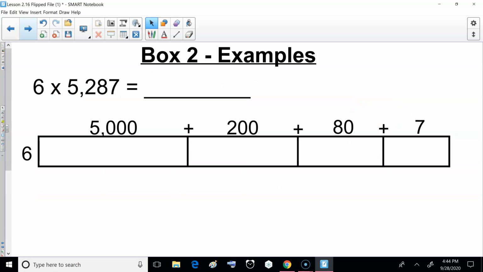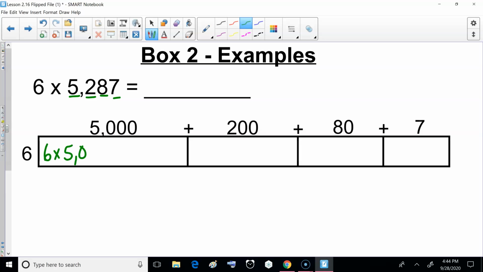So now let's look at an example. Now we've broken it apart, so we don't just have thousands, we have a full number. So 6 times 5,287. We're going to break apart all these place values. We have the 5,000 because the 5 is in the thousands place, the 2 is 200, the 8 is in the tens so it's 80, and the 7 is in the ones. We're going to do like we did before. We had 4 boxes because we have 4 place values. So we're going to go 6 times 5,000, 6 times 200, 6 times 80, and 6 times 7.